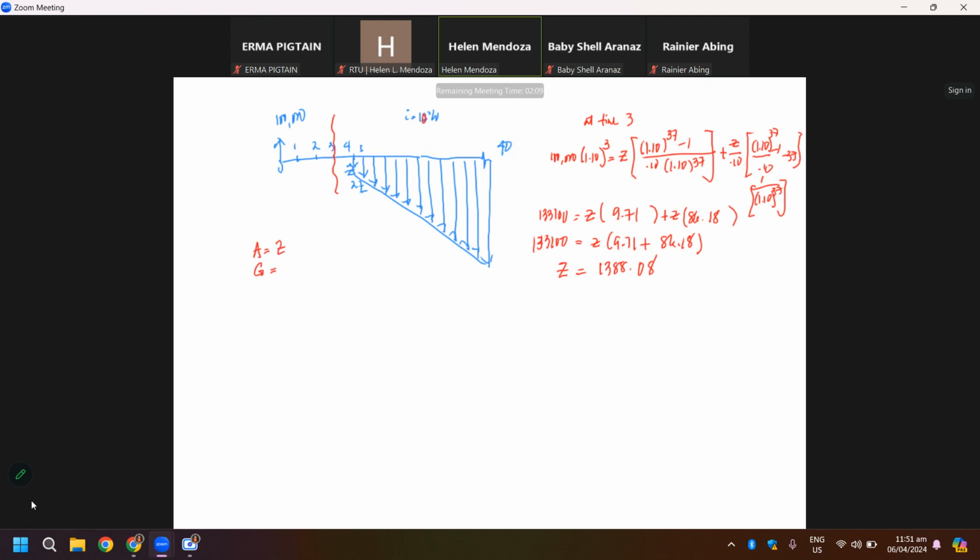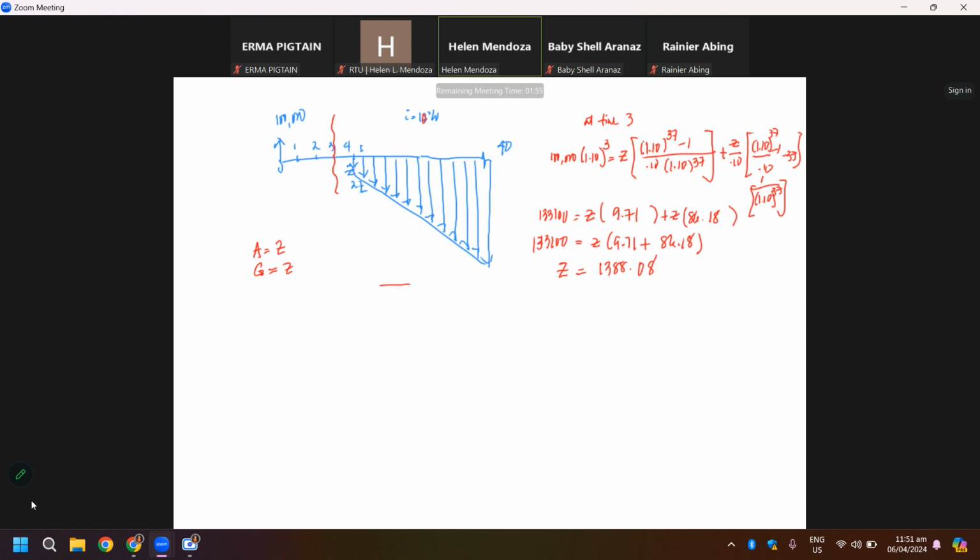Okay. Sabi ko kanina, this is a special case of the gradient series because A is equivalent to Z and G is equivalent to Z. Meaning, when we try to understand the use of the gradient formula, that is finding P given G.